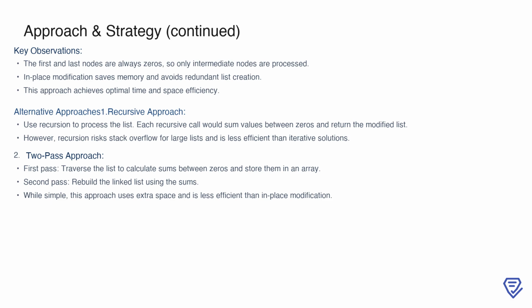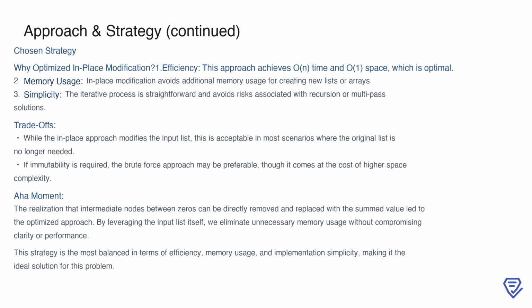The two-pass approach, where we calculate sums in the first pass and rebuild the list in the second, is simpler but requires extra space for storing sums, making it less optimal than the in-place solution. The optimized in-place modification approach stands out as the most efficient and practical strategy for solving this problem. With a time complexity of O(n) and a space complexity of O(1), it achieves optimal performance.